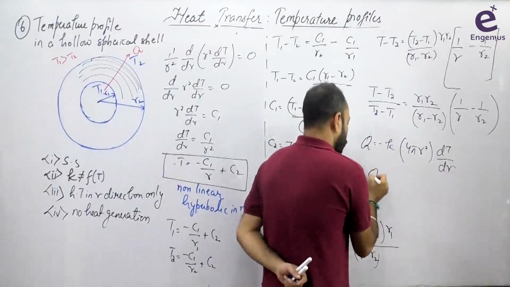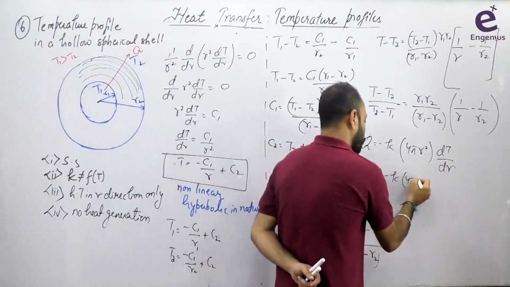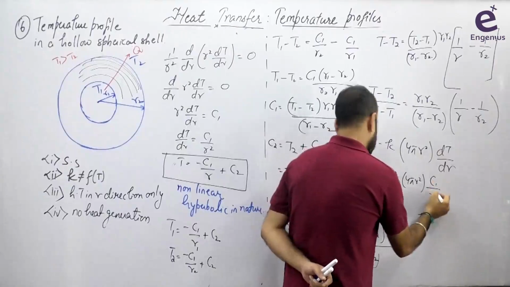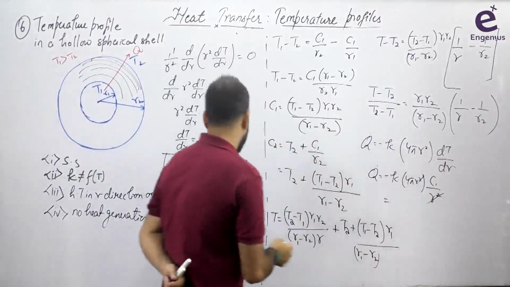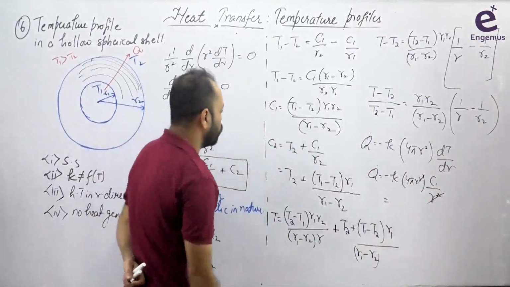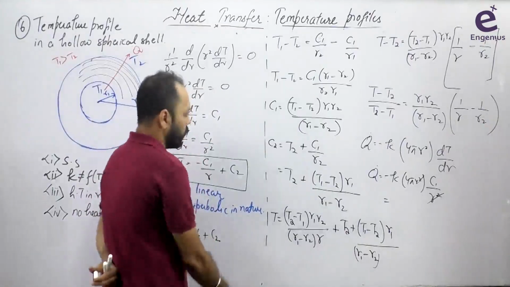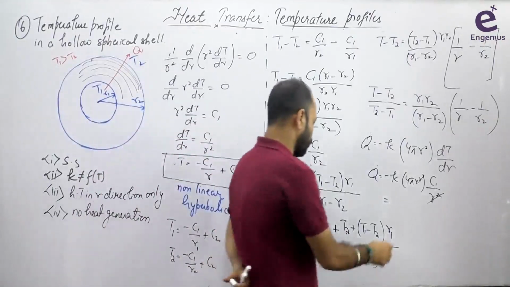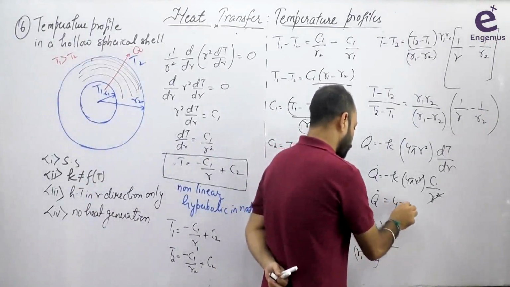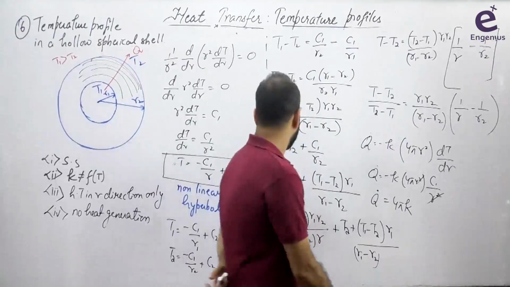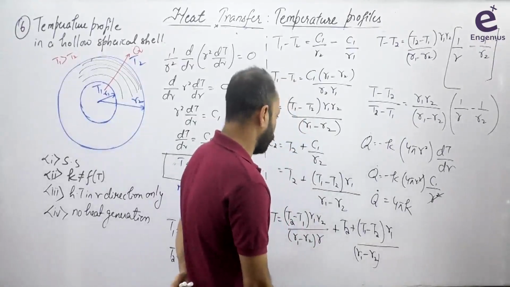So Q is equal to minus k into 4 pi r square multiplied by C1 by r square. The r square cancels. Where is C1? Here it is, T1 minus T2. To remove the negative sign, we leave T1 minus T2 as it is and make this R2 minus R1. So Q is equal to 4 pi k into C1.